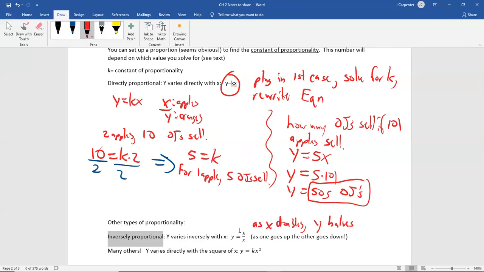There are plenty of things in the real world that are inversely proportional. Hold on, give me 15 seconds. Sorry, someone's doing something.